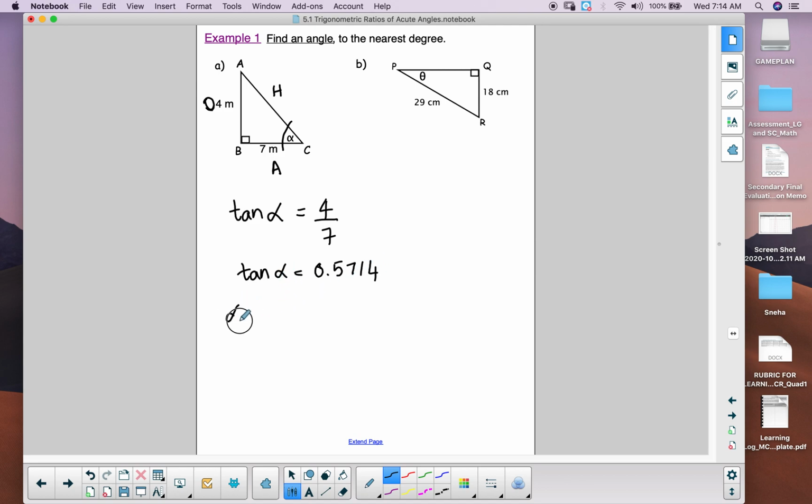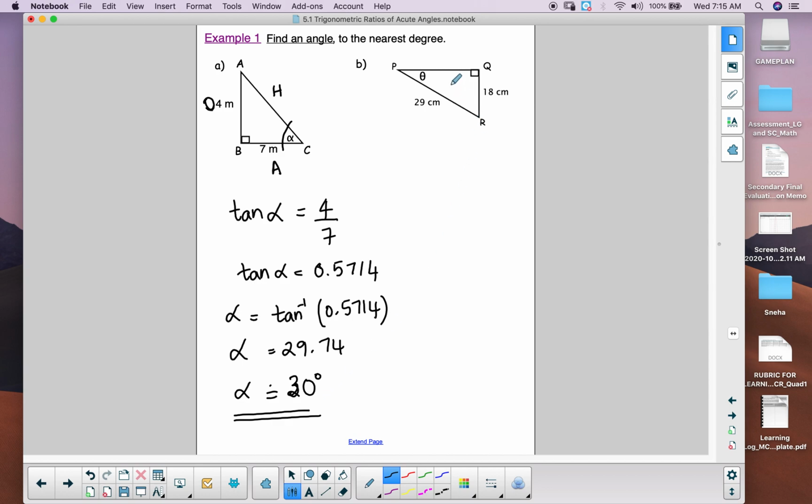And then to find the angle alpha, we will use tan inverse of 0.5714. Okay, so we don't want tangent of alpha, we want the actual measure of alpha. So to find the measure of alpha, we have to do tan inverse. When we use our calculator to find that, we get alpha is equal to 29.744, but always we take the angles to the nearest degree. So that is approximately 29.74, which becomes 30 degrees. So that's our answer.